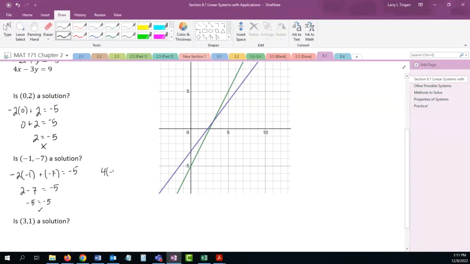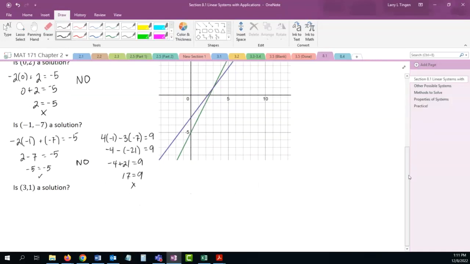So the other equation is 4 times x minus 3 times y is equal to 9. 4 times negative 1 is negative 4. 3 times negative 7 is negative 21, so this is minus negative 21. Minus negative becomes plus. Negative 4 plus 21 is 17. Does 17 equal 9? Nope. So (0, 2) is not a solution. (-1, -7) is not a solution. It worked for one, but not the other. So no, it's not a solution to the system.